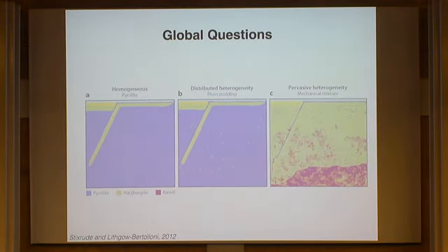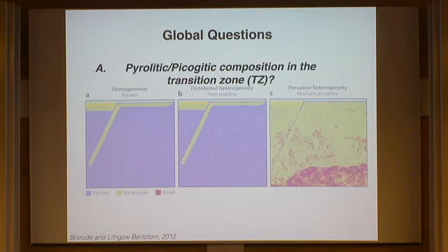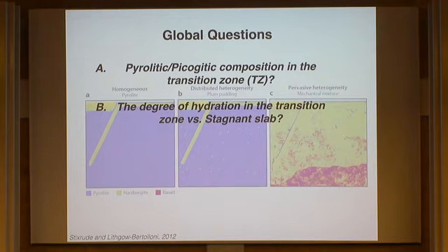Sorry about that. So basically, I want to address a few things that are the main interest of this talk. First, we want to understand the mantle composition, and especially focus on the transition zone. And second, we want to understand the degree of hydration in the transition zone, especially close to the stagnant slab.